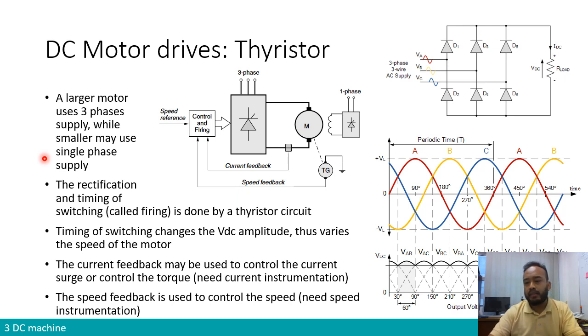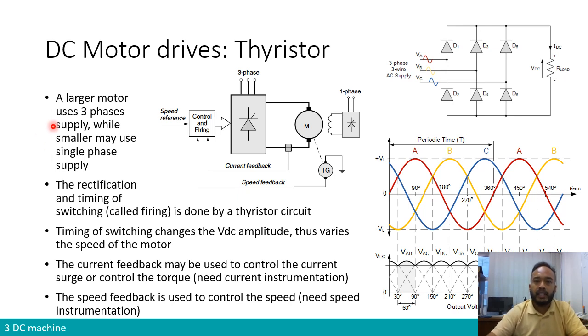We are not going to discuss all the motor drives available in the industry. We're going to discuss only two, which are the most common and traditionally applied types of motor driver for DC machines. The first one is the thyristor or triac driver. This thyristor drive was conventionally used for larger motors, especially when the machine is supplied with a three-phase supply.